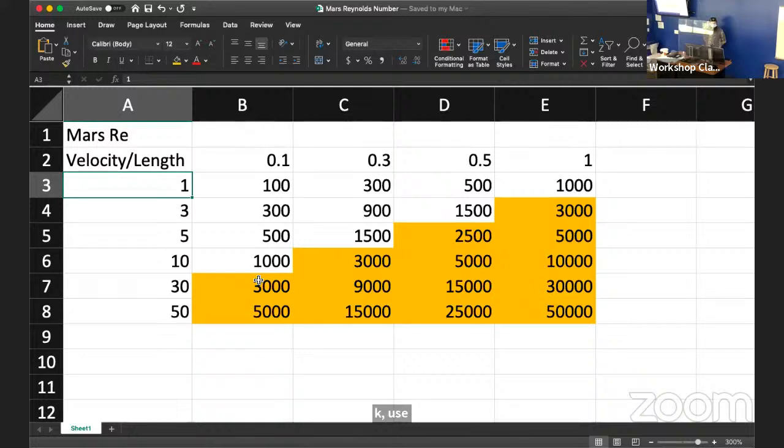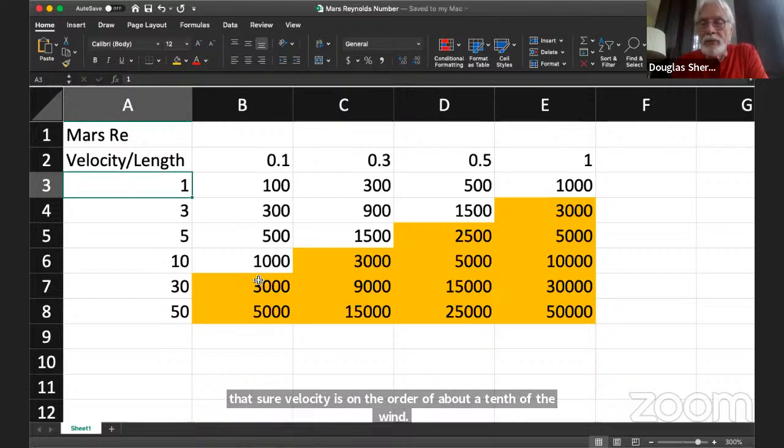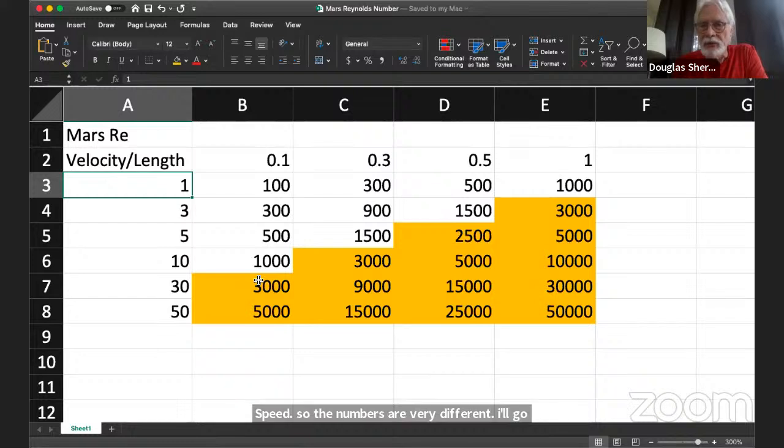Use particle Reynolds number. Doug, could you maybe put a link? Is there a good reference for that that you could point us to, the particle Reynolds number? Well, yeah, there are lots of them. It's basically a function of U star and grain size. The length scale, of course, is tiny. You can assume that shear velocity is on the order of about 1/10 of the wind speed. So the numbers are very different. I'll go ahead and find some simple reference and I'll copy and paste it into chat for you.